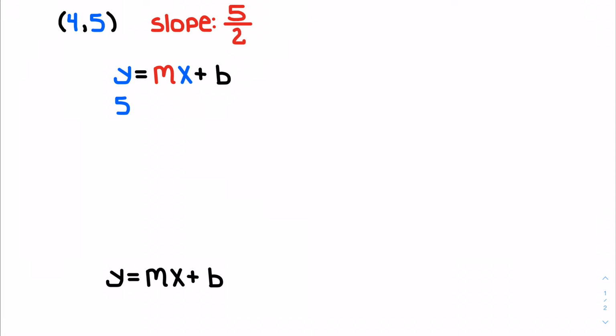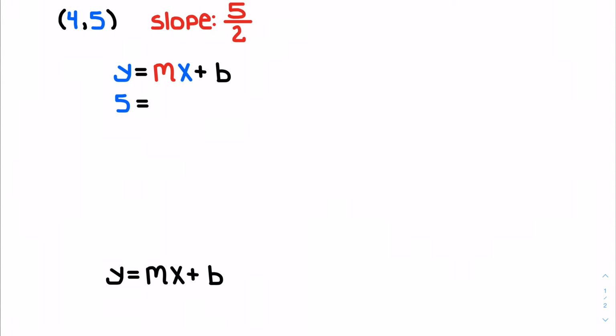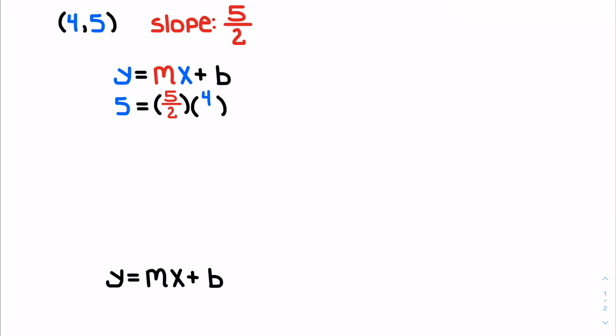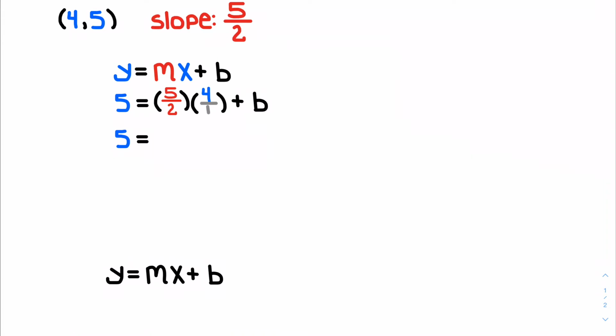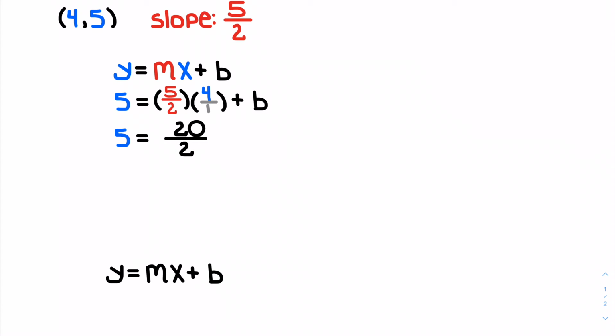So replacing the y with 5, the m with 5 over 2, then the x with 4. Let's bring down the plus b, and now we have an equation to solve. To multiply 5 over 2 times 4, let's put that 4 over 1. Remember, to multiply fractions, we multiply across, so 5 times 4 is 20, and 2 times 1 is 2. I'll go ahead and bring down that plus b.